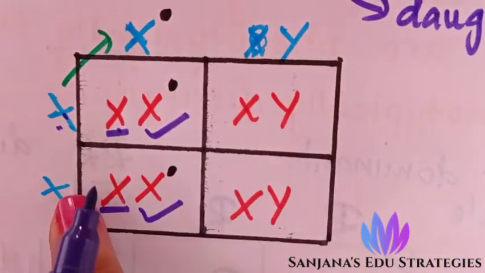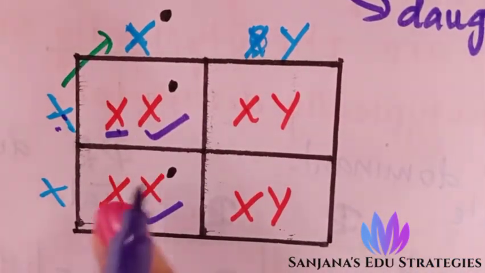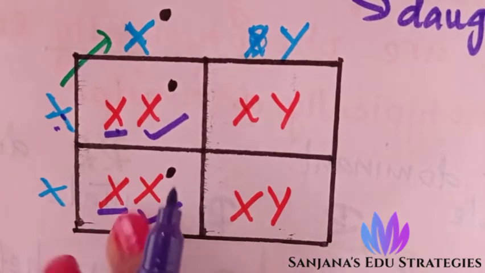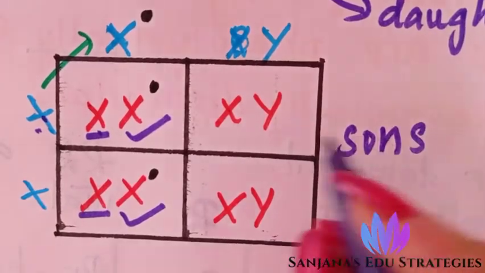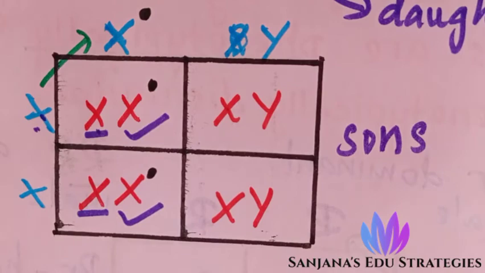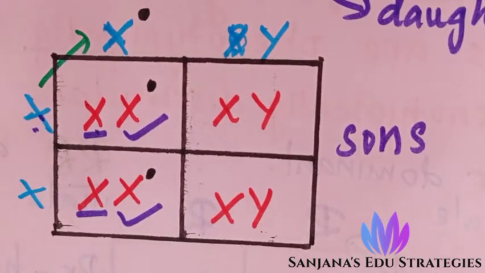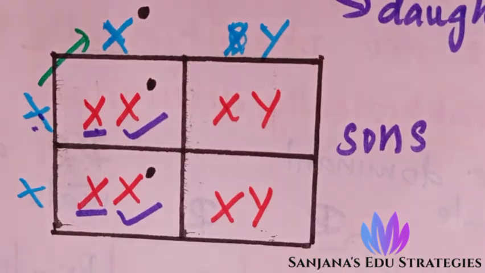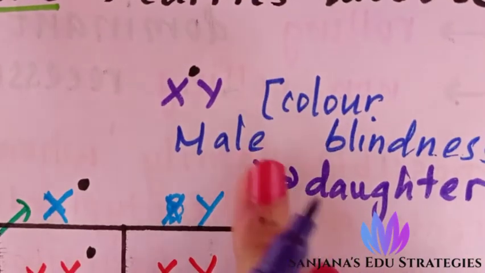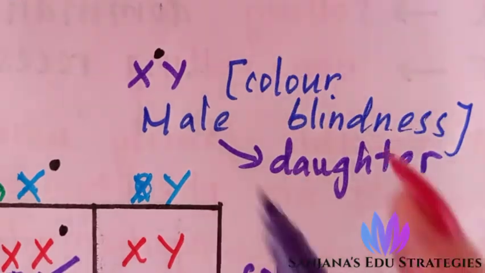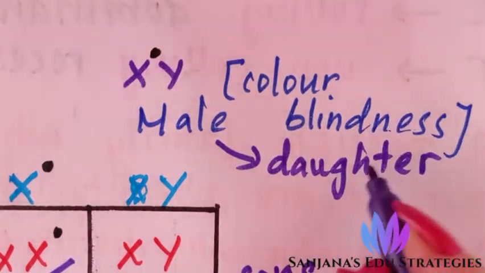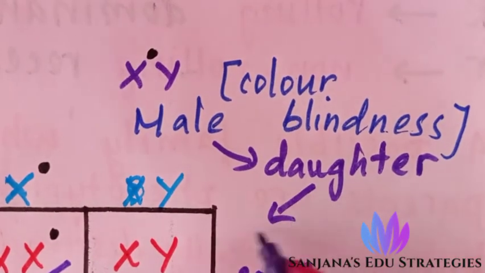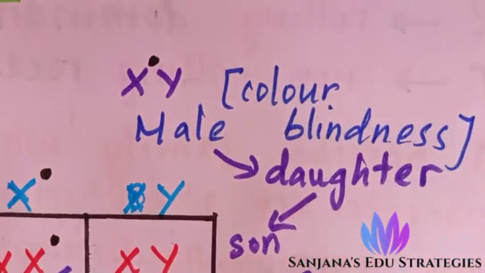From this you can understand two daughters are formed, but they are just carriers of the gene. They are not affected. Then two sons are formed, and they don't carry this gene and are not affected either. This is crisscross inheritance: the male parent gives the carrier gene to the daughter, and this daughter, after becoming a mother, gives it to her son. Like that, this is known as crisscross inheritance. I hope you understood this example.